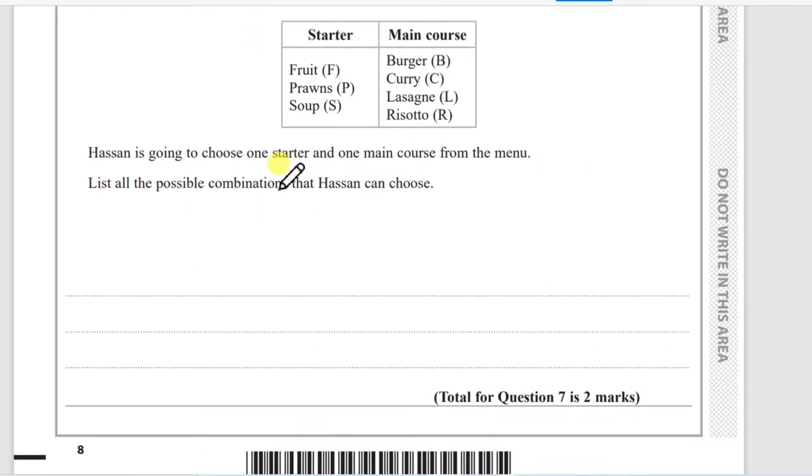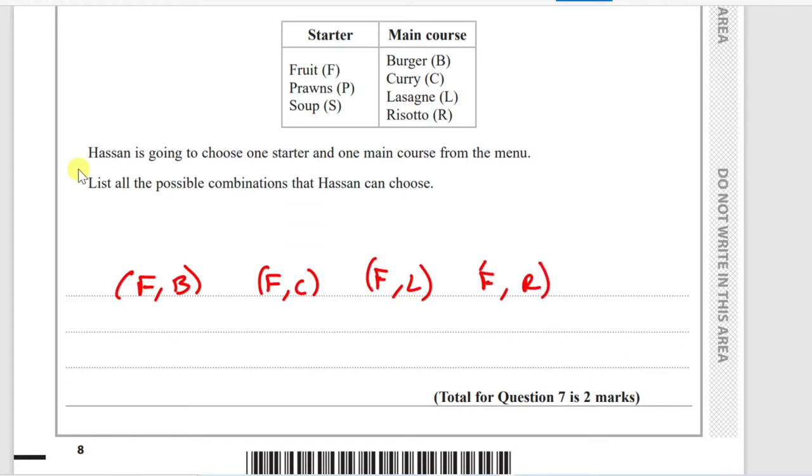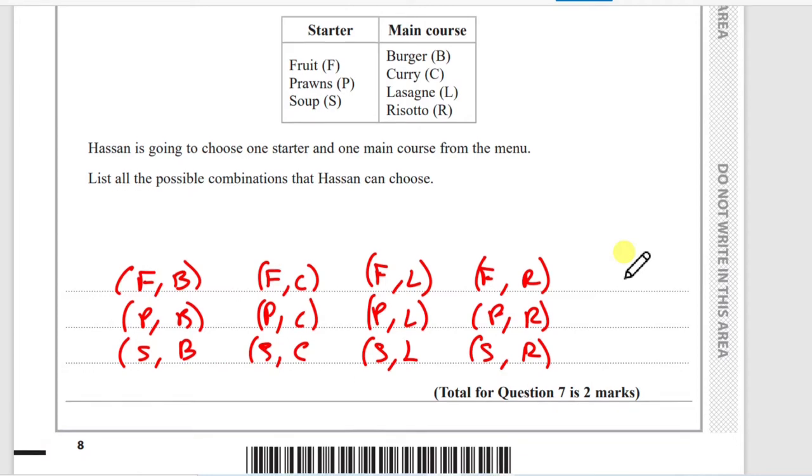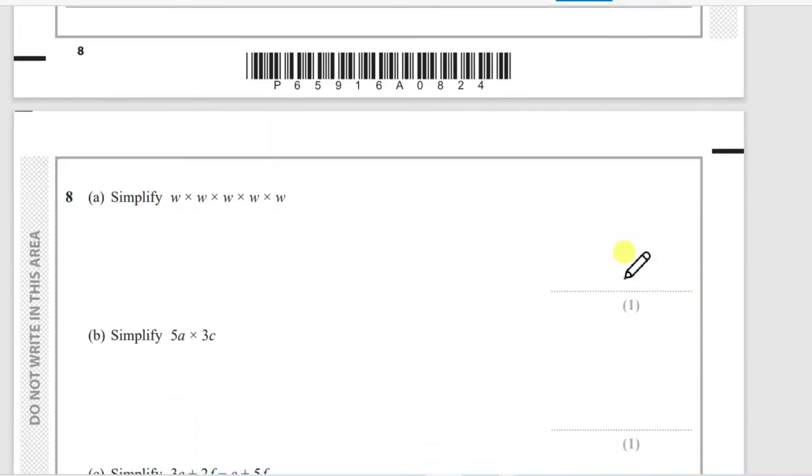Okay, so possible combinations. So one starter, one main. So he could, for example, get a fruit and a burger, a fruit and some curry, and so on. You just got to do it like that, one of each. It's nice to put in a bracket, one fruit and burger, or one fruit and curry. So just line up like that. One fruit and lasagna. You just have to do it for each one. And then keep doing this, guys. Prawn and then burger. Do it in the same order. So line up nicely. Prawn and then curry, risotto. That's it. So he has 12, 4 times 3, 12 possible combinations. Nice. That's what they want.